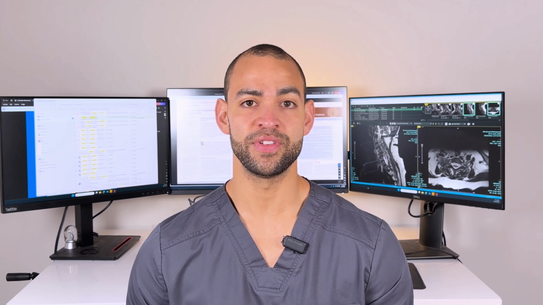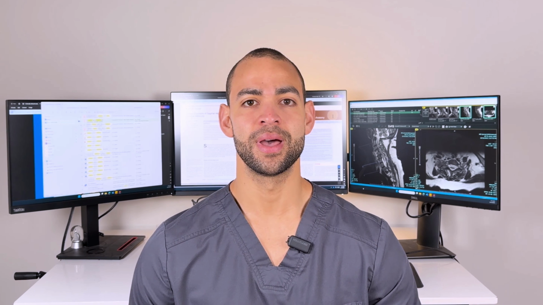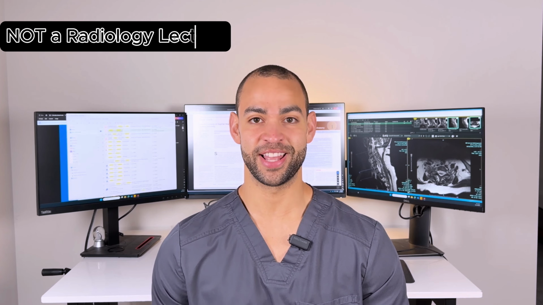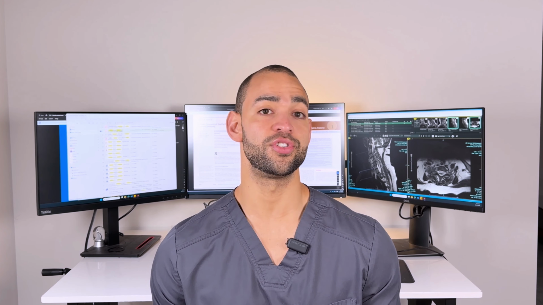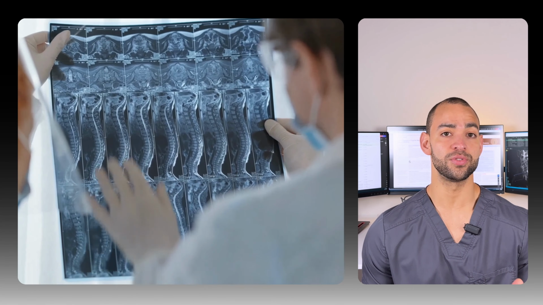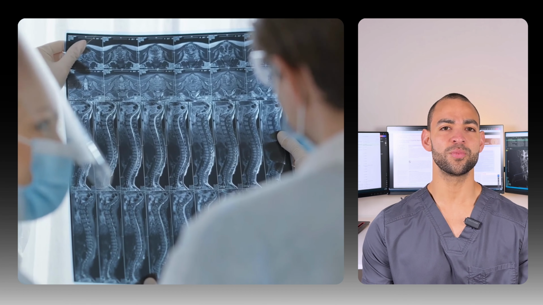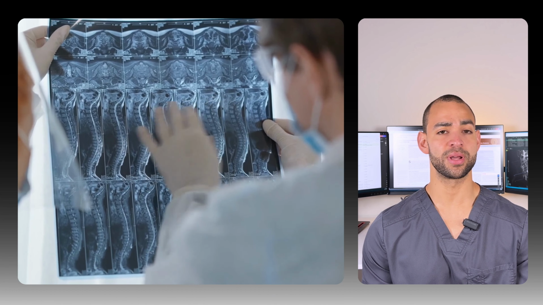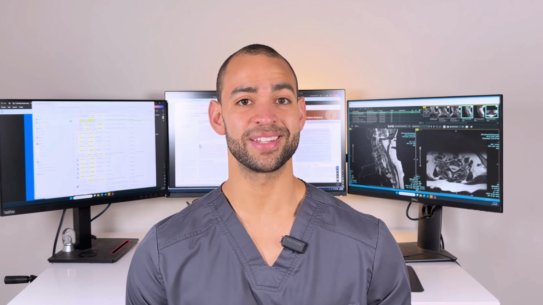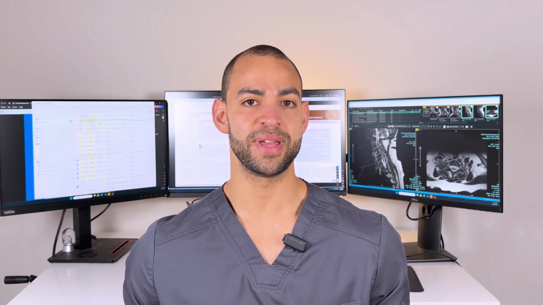Every week, I review dozens of cervical MRIs. I'm not going to give you a radiology lecture. What I'm going to give you is the surgeon's eye, what matters to your surgeon on these images and what we do about it. Let's start with what a healthy cervical spine looks like on MRI, because you need to know the baseline before any of the pathology makes sense.